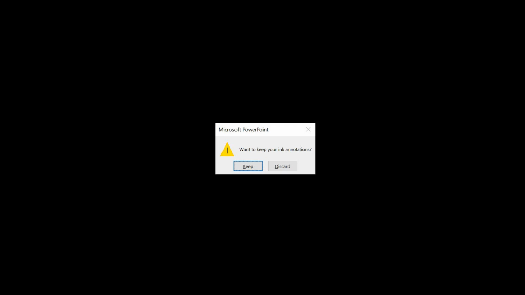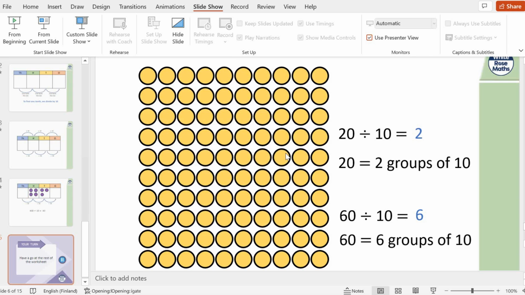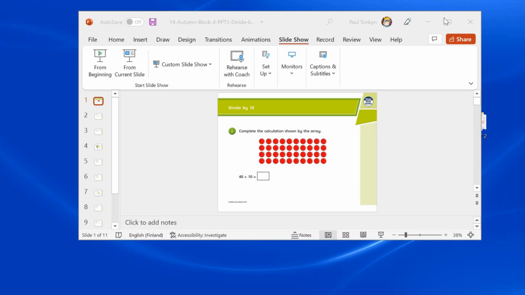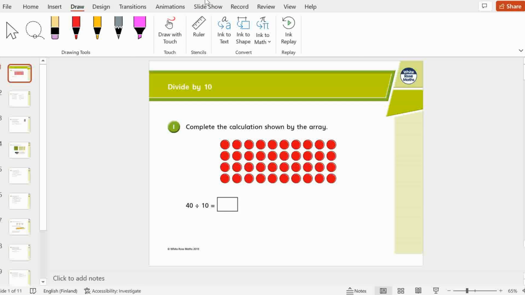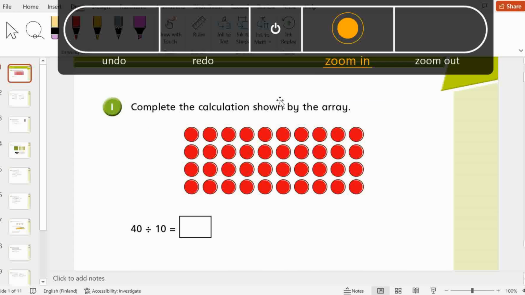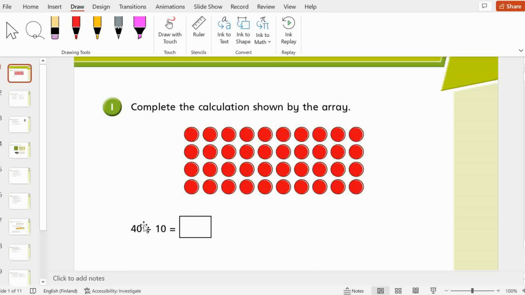Right, let's have a look at the worksheet that you will be doing. Of course, you will have to send this to me when you've done it. And that's this one. Complete the calculation. 40 divided by 10. Anybody? 4. Yeah, good. I'm glad people are calling out the answer. Some people are remaining a bit silent, so please do call out the answer if you know.